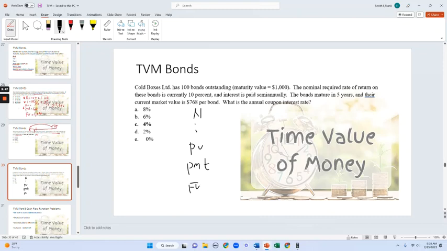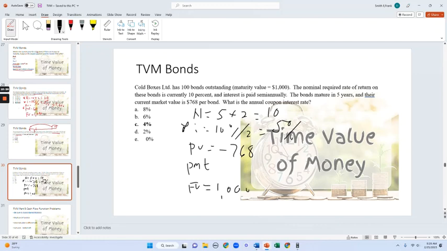And we find out that the 100 bonds outstanding nominal required rate of return, the I is 10%. It's paid semi-annually, so we have to adjust that. We have to divide it by 2, and it's going to be 5%. The bonds mature in 5 years, so the N is 5, but it's semi-annual, so that's going to be times 2, twice a year, 10. And their current market value is $768. So we know now that's minus 768 because that's what we'd have to pay for it if we bought it right now, is the bond price, and that the future value is $1,000.